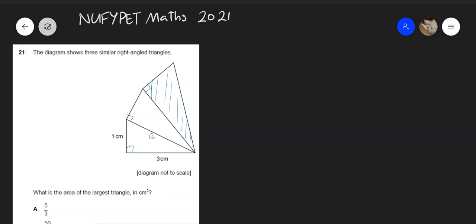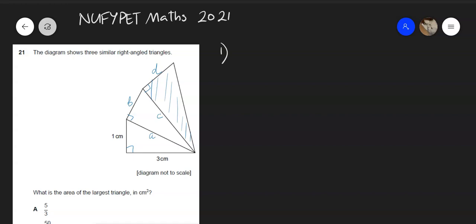Once I find A, I will use the proportion rule in order to find the side B. Once I know the two sides A and B of the second triangle, I can find its hypotenuse C. And then again, using the proportion rule, I'm going to find the shorter side of the largest triangle, let's say it's D. And then finally, I will calculate the area of the triangle.